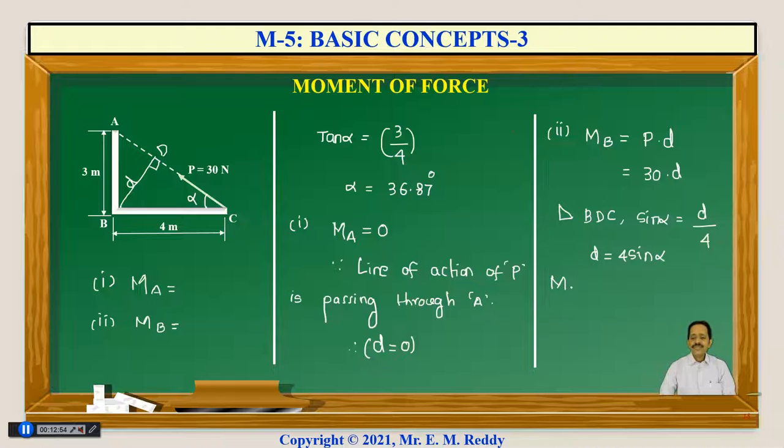Therefore, the moment about point B is magnitude of force 30 into D, that is 4 sine alpha. Alpha is 36.87. So that gives you 72 Newton meter. So it is anti-clockwise. So the moment of force P about B is 72 Newton meter. Okay.